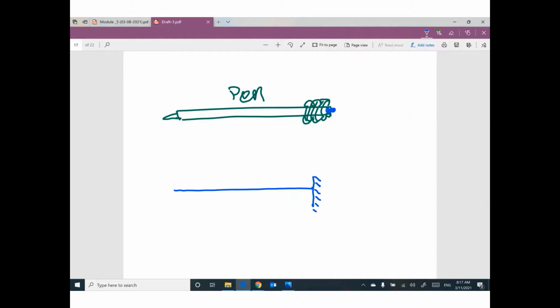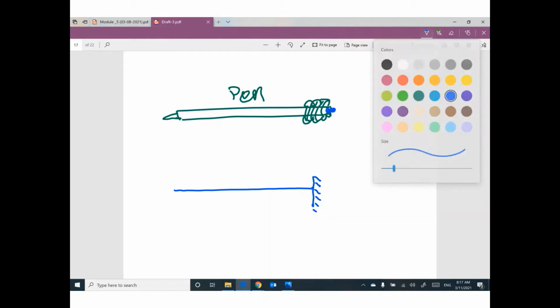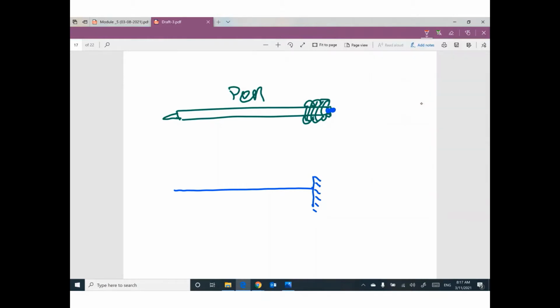That's right. If you move your hand up by 1, I believe, because this pen is only supported with your hand, this pen will move like this. Do you agree? Any question related to this point?